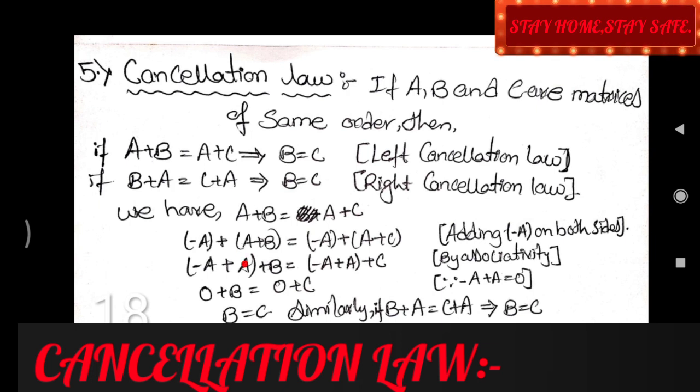That is, shifting of brackets takes place. From here, both the brackets shift here. From here, both the brackets shift here. So minus A plus A we get 0. Here also minus A plus A we get 0. So 0 plus B is equal to 0 plus C, meaning B is equal to C. Similarly, B plus A is equal to C plus A, then B is equal to C.